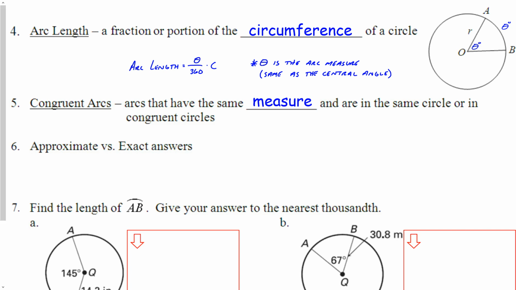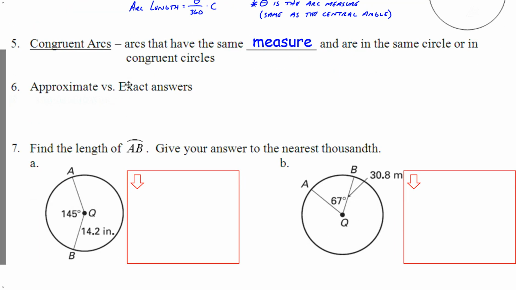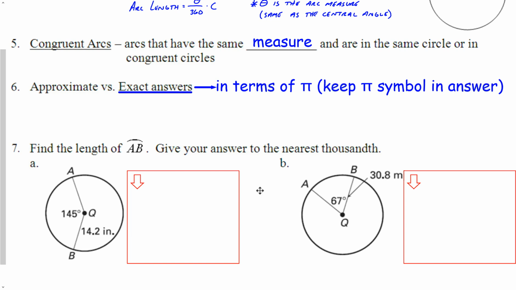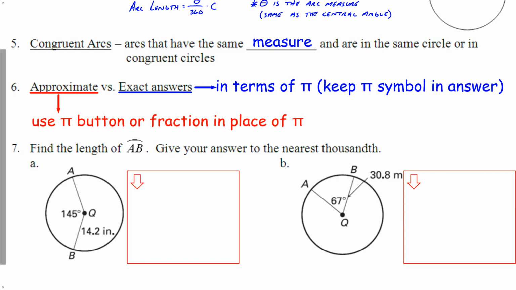Now, since we're dealing with circles and we have this pi symbol, which is an irrational number, meaning at some point you're going to have to round it, we have to talk about approximate versus exact answers. When I ask you for an exact answer, or another way of saying that is to leave it in terms of pi, this means keep the pi symbol in the answer. Simplify all the numbers that you possibly can, but keep the pi symbol as a part of the answer. When I ask for an approximate answer, now is when you would use your calculator and type all your values in and use that pi button instead of leaving the pi symbol in the answer.